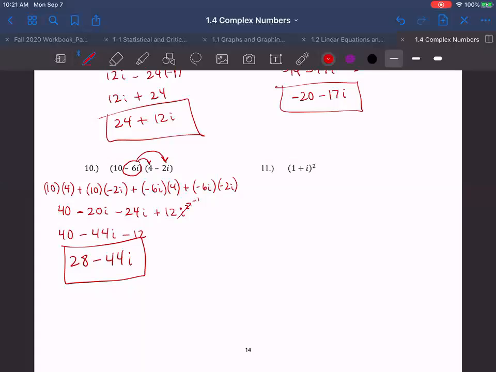All right, and so for number 11, I'm going to let you do it mostly, but ultimately just rewrite it this way. 1 plus i times 1 plus i. And then do the same sort of thing that I just did on that previous one, multiplying term by term through, and you should be able to get it there.